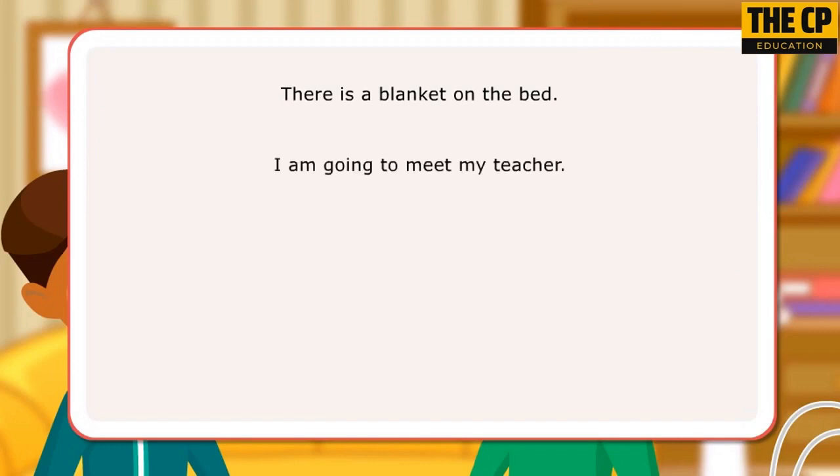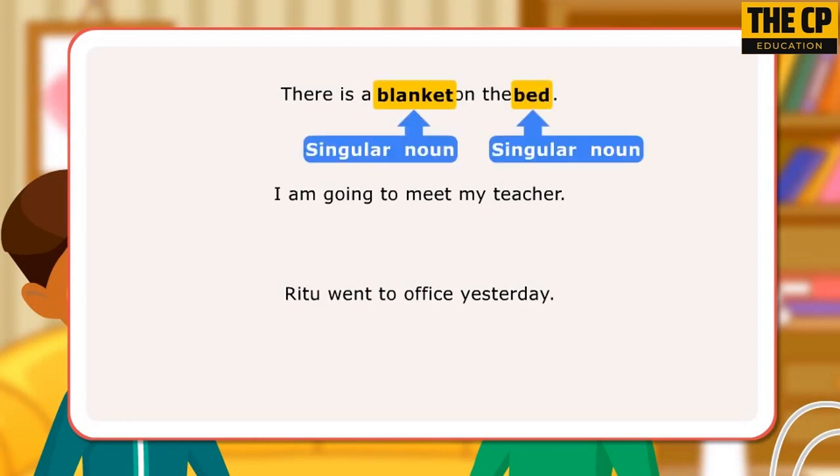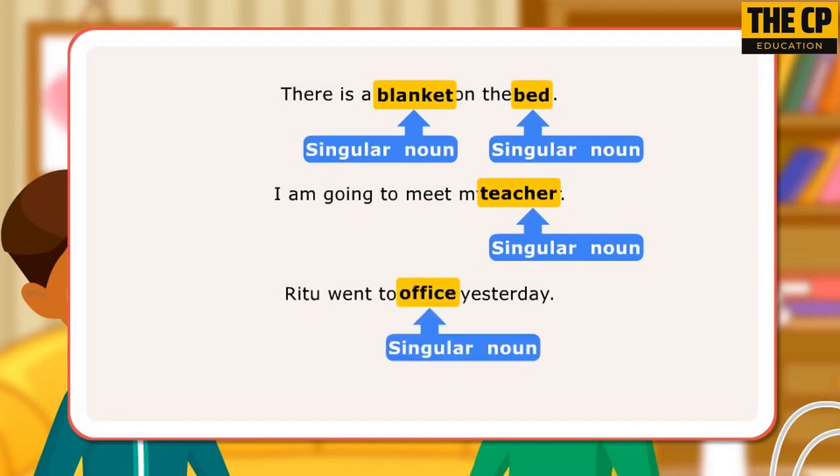Let us look at a few sentences. There is a blanket on the bed. I'm going to meet my teacher. Ritu went to office yesterday. In the first sentence, the things blanket and bed are singular nouns as they are only one in number. In the next sentence, teacher is a singular noun as he or she is also one in number. In the third sentence, office is a singular noun as it is only one.